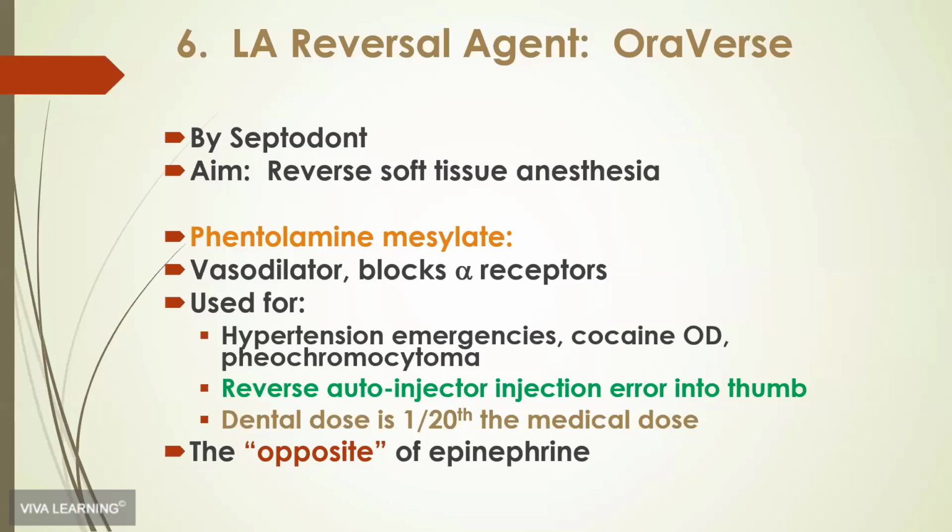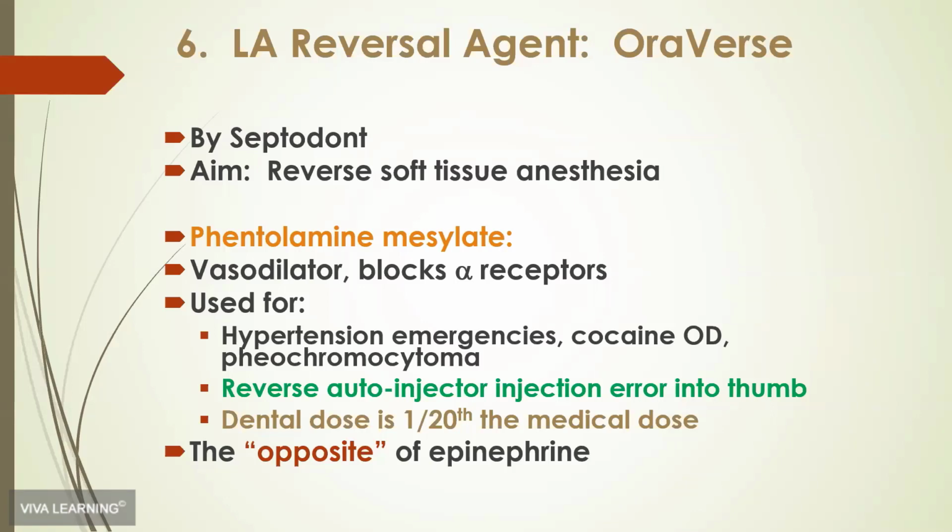Our uses, the concentration that we are given in the cartridge isn't nearly enough for us to have cardiac worries. We're not going to get any hypotension if we use this properly. It's also used for cocaine overdoses, pheochromocytoma, which is a weird tumor of the adrenal gland.